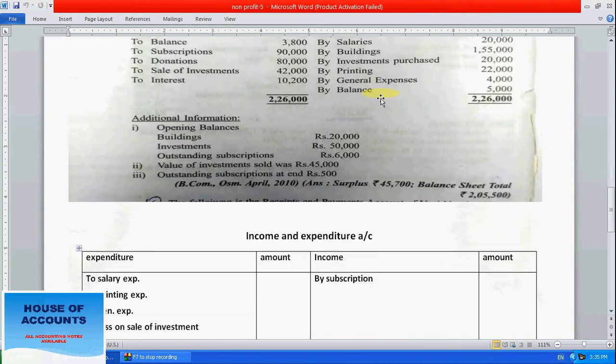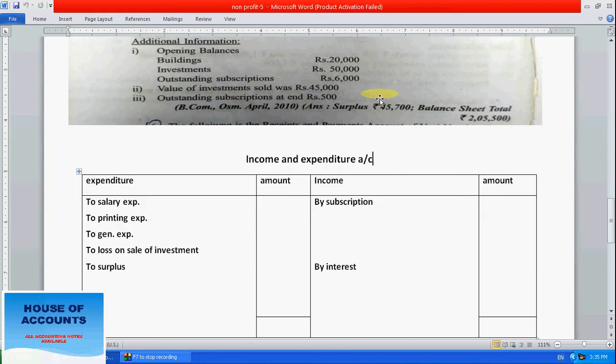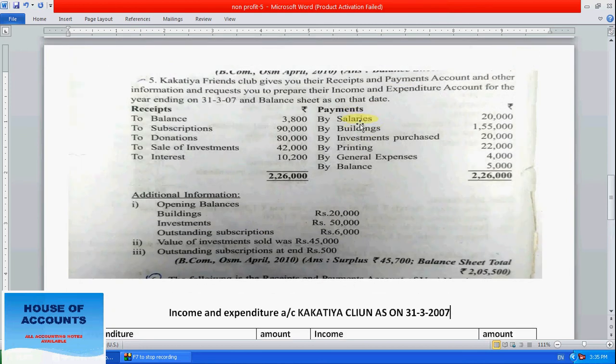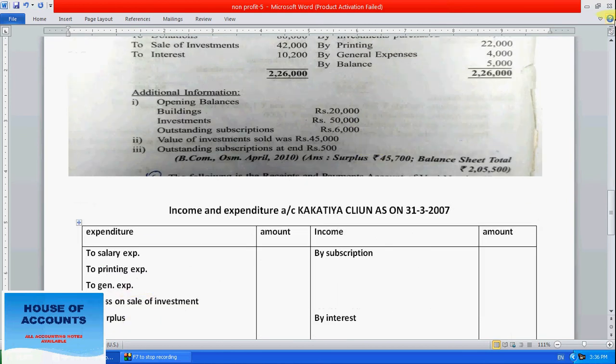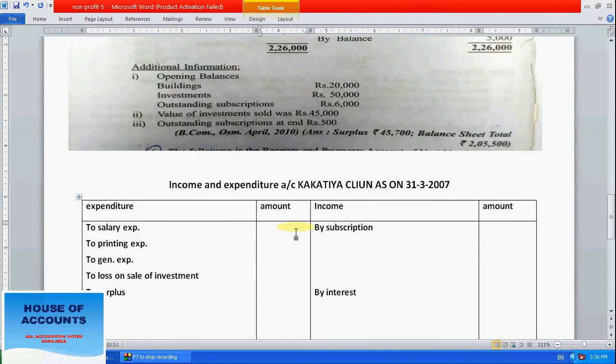Kakatiya Friends Club, income and expenditure account as on 31st March 2007. Now first let's see the expenditure side. Expenditure means payment. All the payment entries will come in expenditure only. First, how much salary is paid? 20,000. So right here, salary expenses is 20,000.